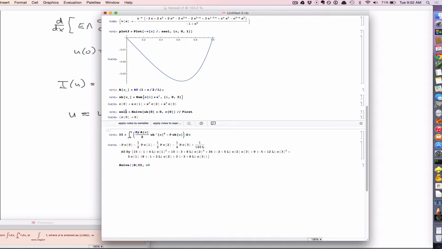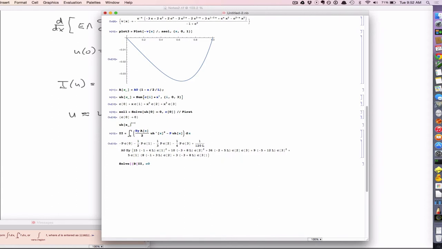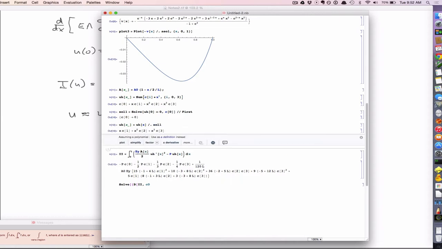Okay, so with that, I'm going to redefine my interpolating function to be consistent with that. So it's going to be u of x evaluated with c equals 0. So now the c zero term's gone. That's all I did. So that's x times c1, x squared times c2, x cubed times c3.